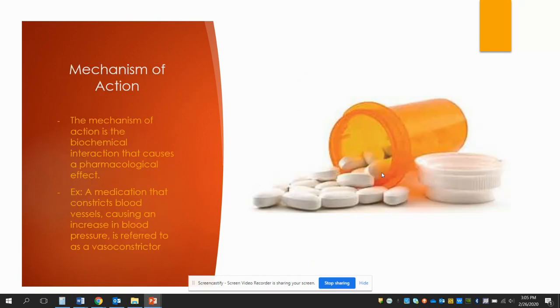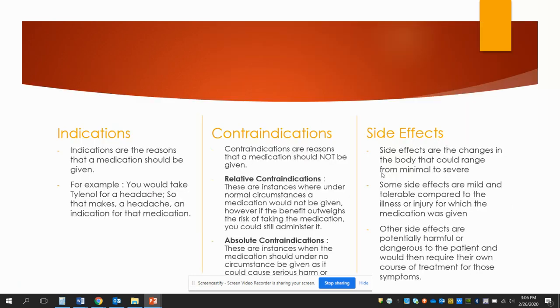The mechanism of action is the biochemical interaction that causes a pharmacological effect. So what's happening inside of the body when you take this medication? So a medication that constricts blood vessels that would cause an increase in blood pressure would be called a vasoconstrictor. That's its mechanism of action. That's what it does inside of the body.